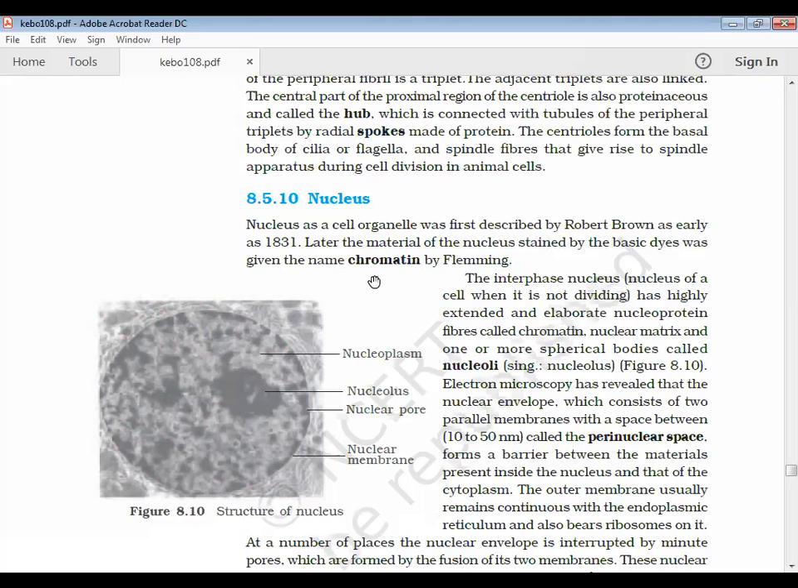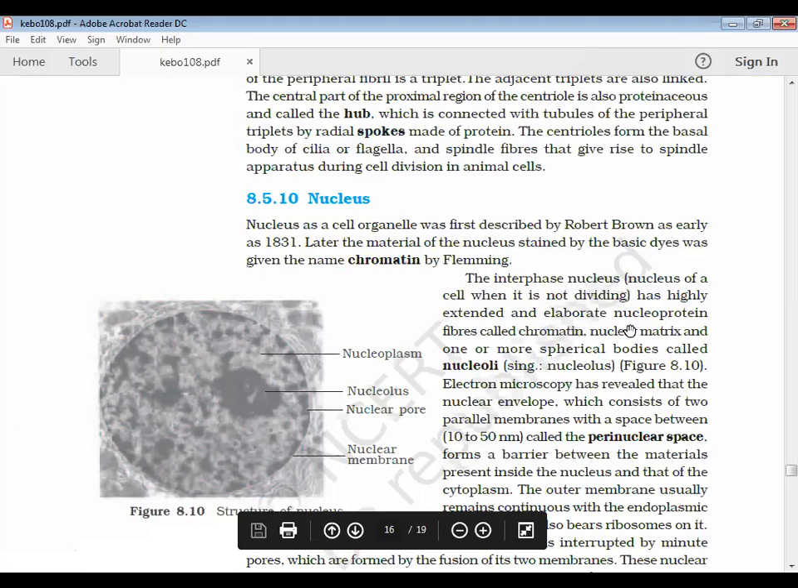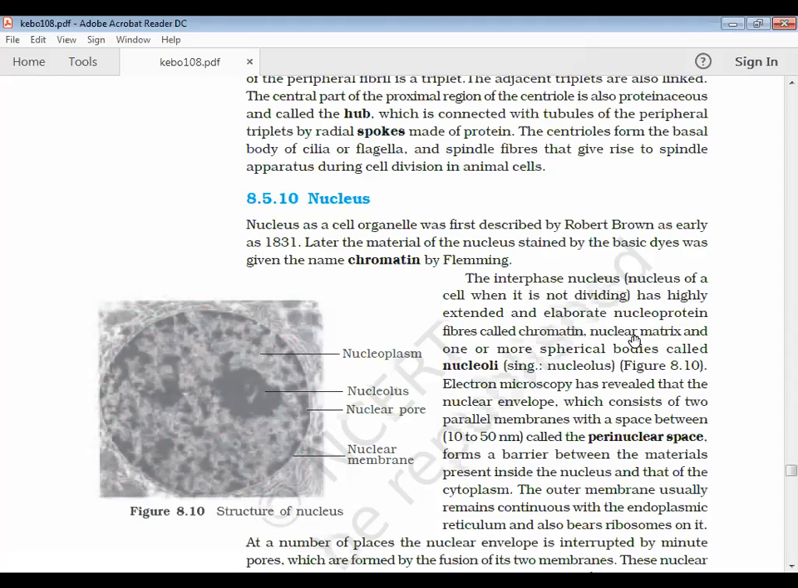Name chromatin by Fleming. The interphase nucleus of a cell when it is not dividing has highly extended and elaborate nucleoprotein fibers called chromatin, nuclear matrix, and one or more spherical bodies called nucleoli, singular nucleolus.